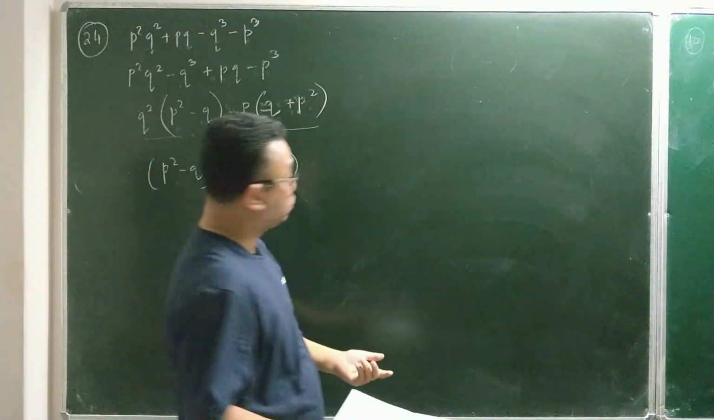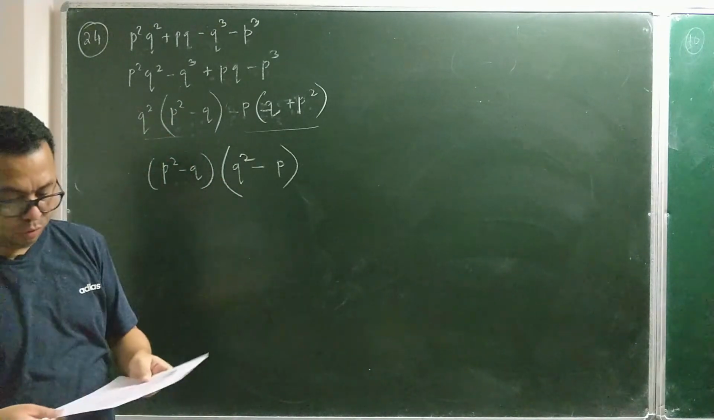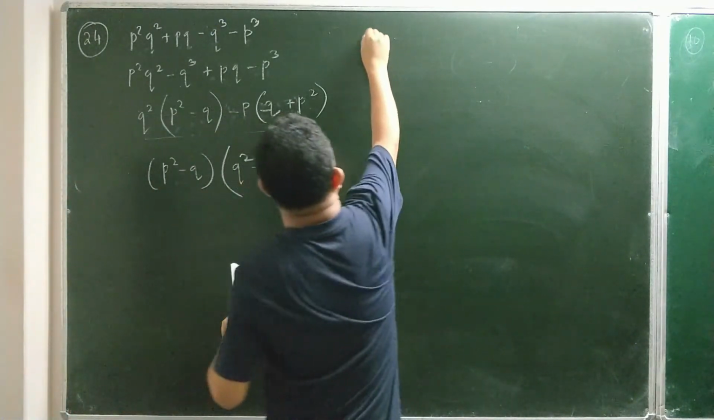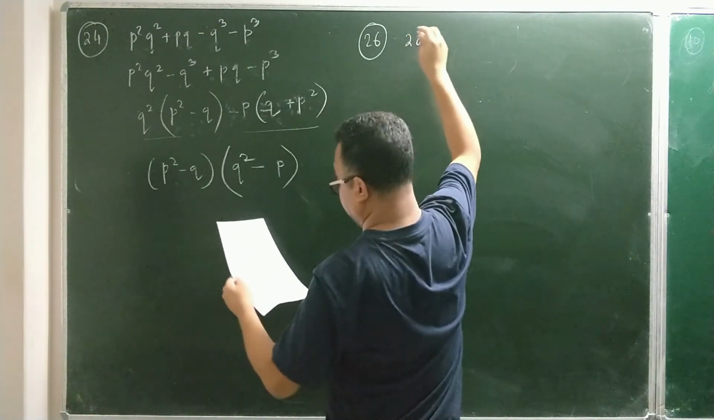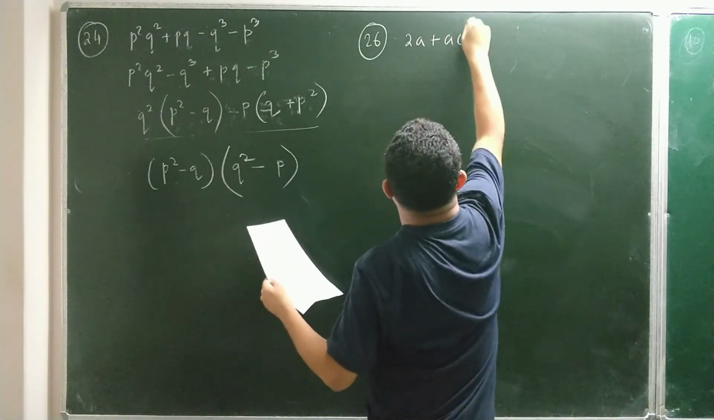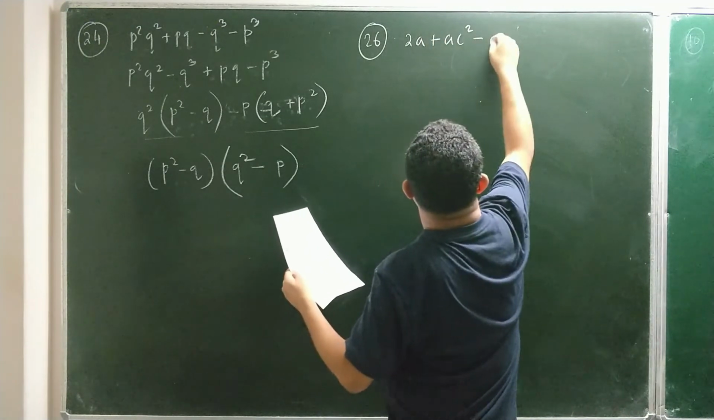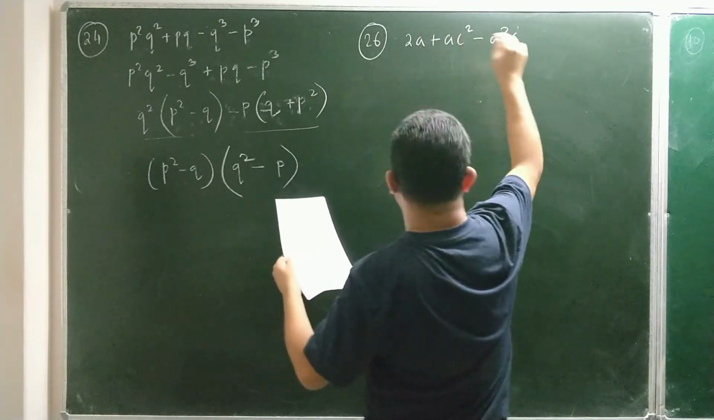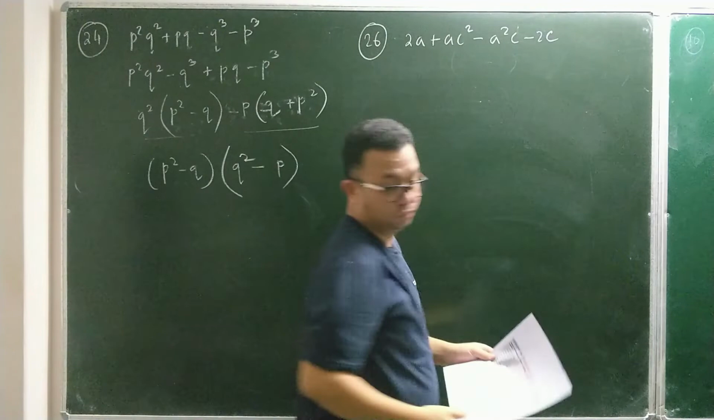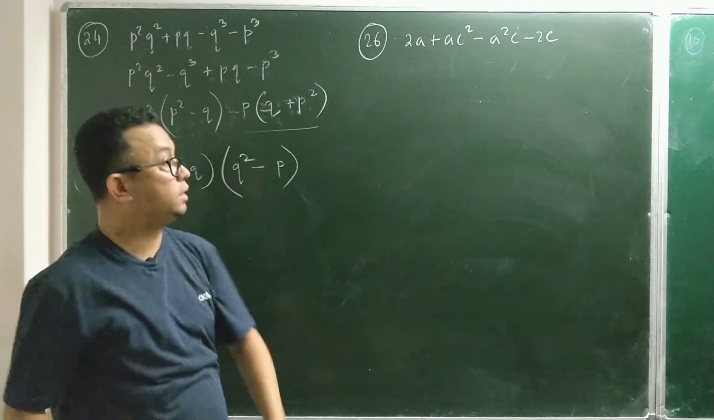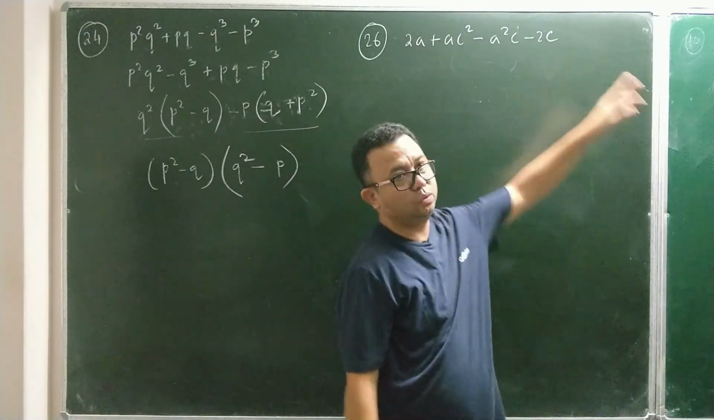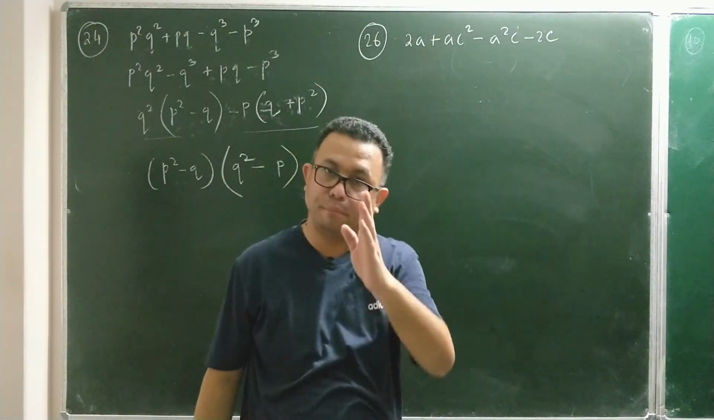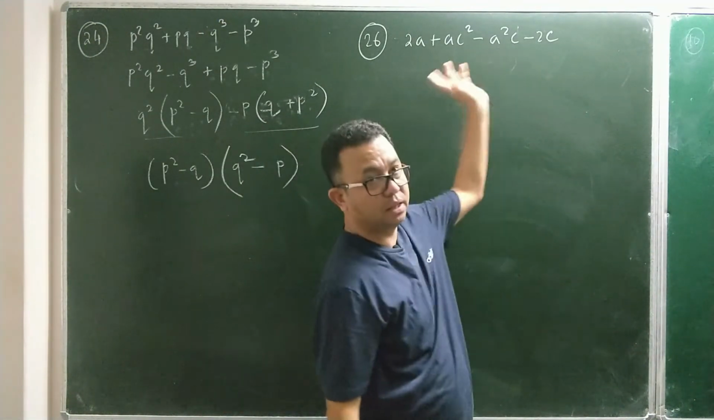Since the last question is 26, and I have already done 24, let me do that last question, 26. Okay, 26 is 2a plus ac square minus a square c minus 2c. These are the four terms. Now again let me take common between these two and these two, and let's see whether the same bracket is coming or not. If the brackets are not the same, then I have to change the pairing.